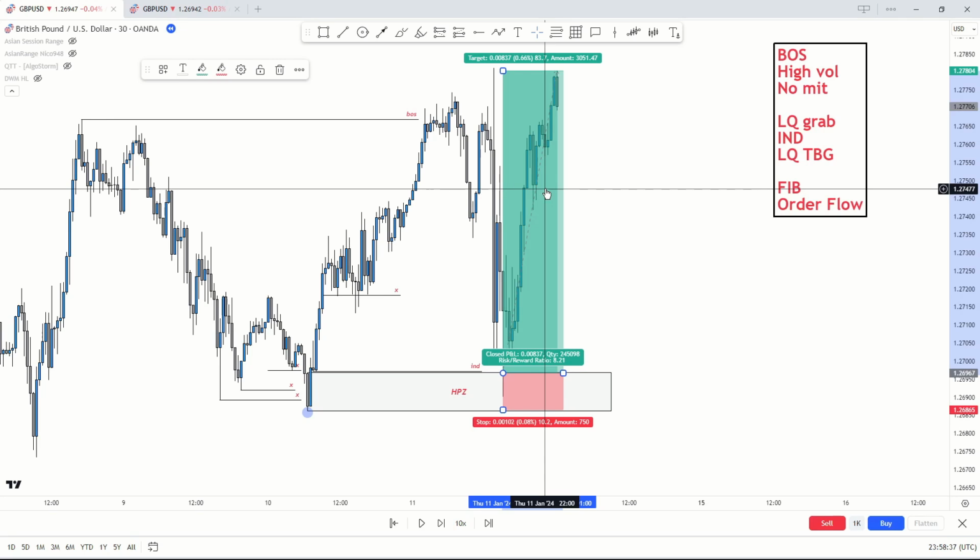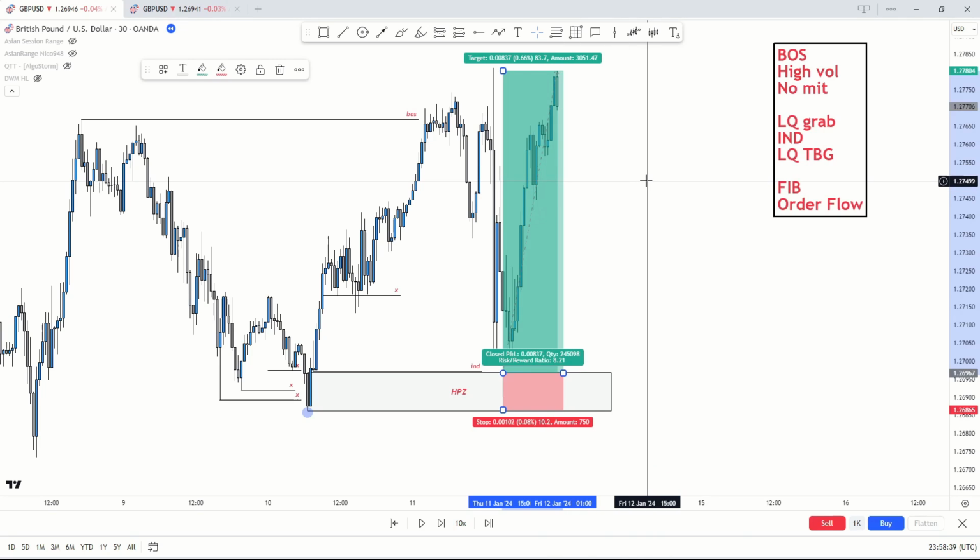So yeah, guys, that is the full order block guide for 2024 and how to find higher probability zones to enter from.